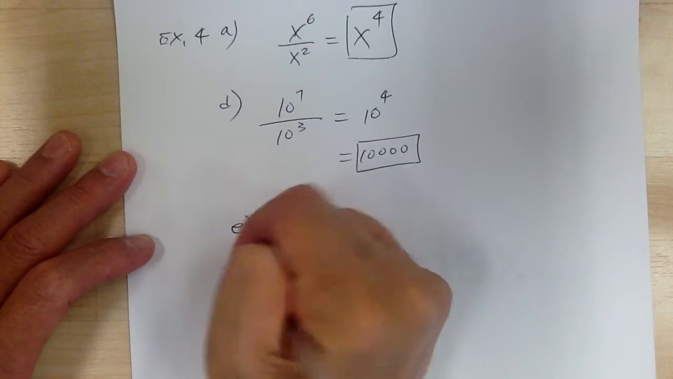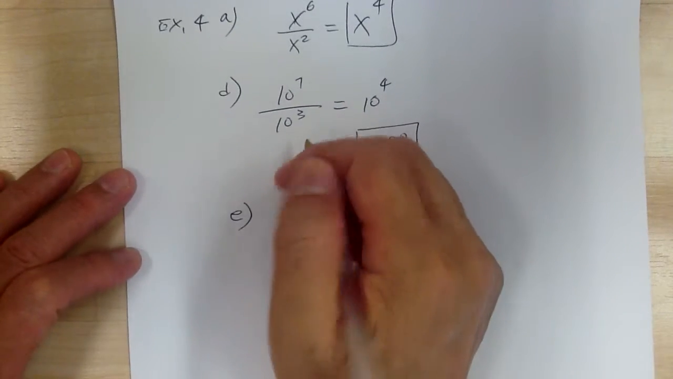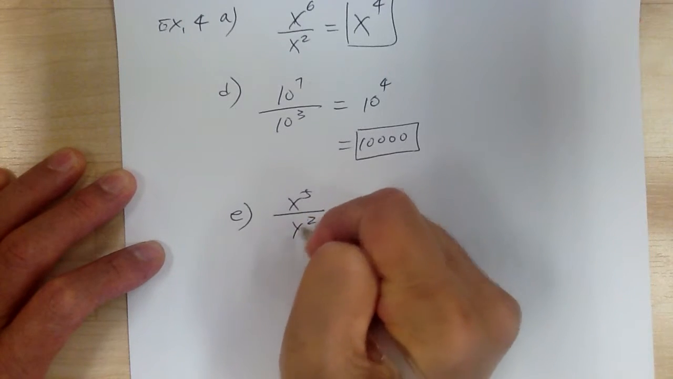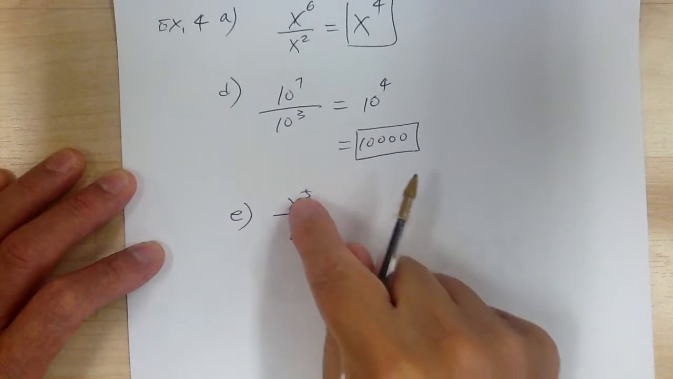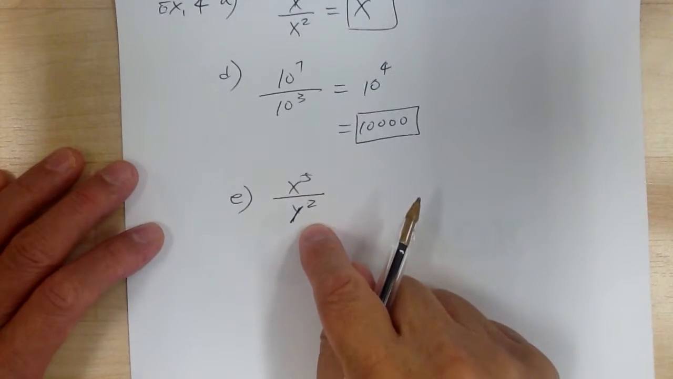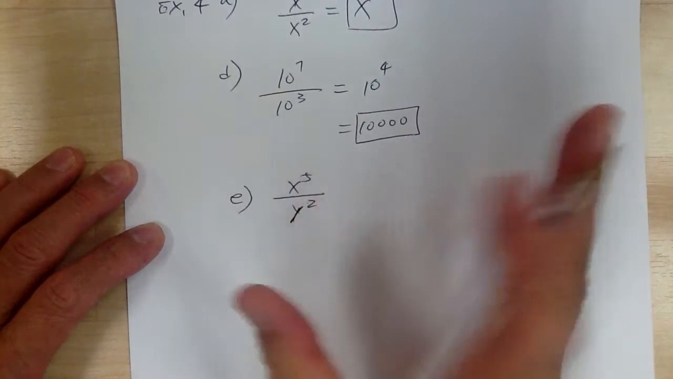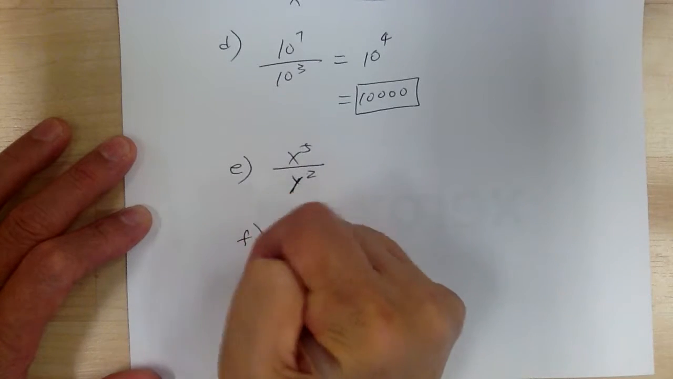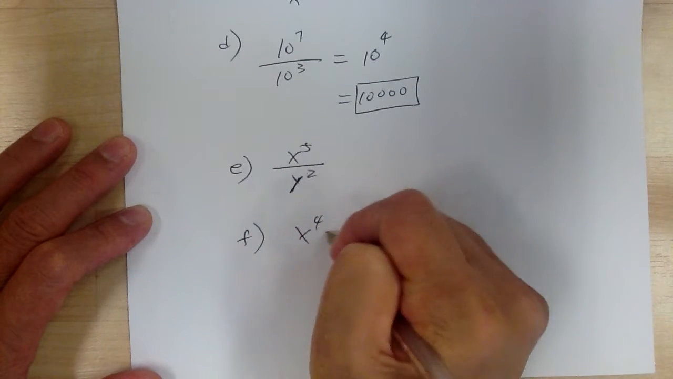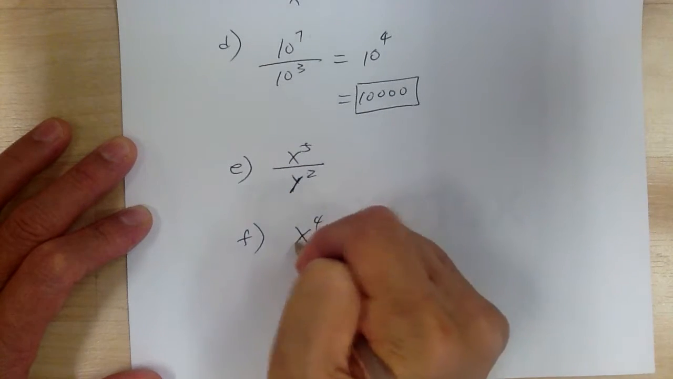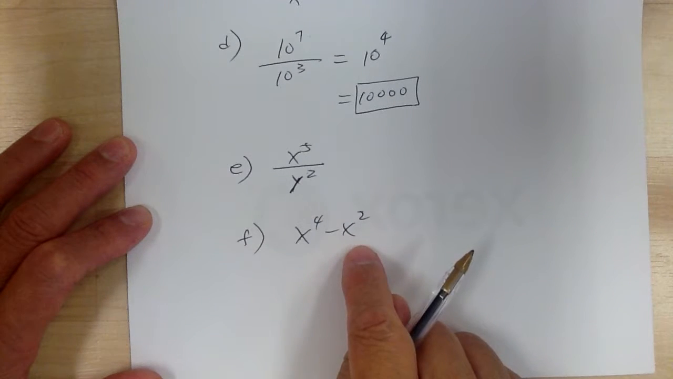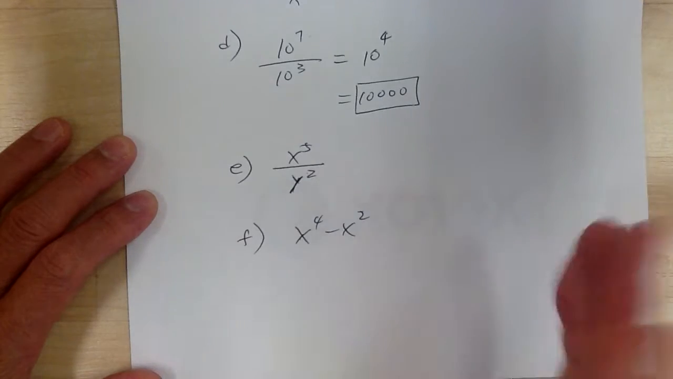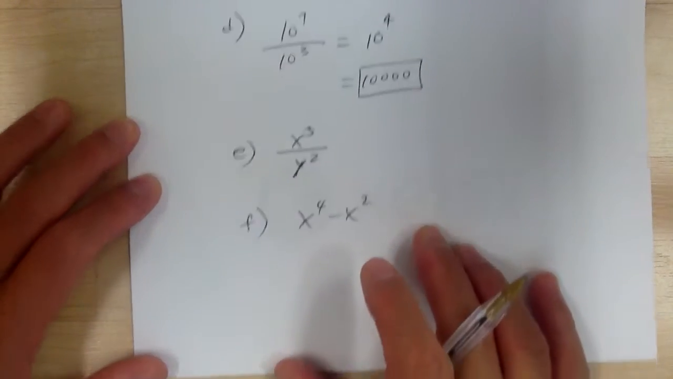When you go to E, example 4E, you have x to the 5 over y to the 2. Okay, for this one, there are different variables. So you cannot do anything to it, so just leave it. So nothing can be done. Okay, when you go to F, x to the 4 minus x to the 2. So in order to do the subtraction, you need to have like terms. These are not like terms. So again, you cannot do anything to this kind.